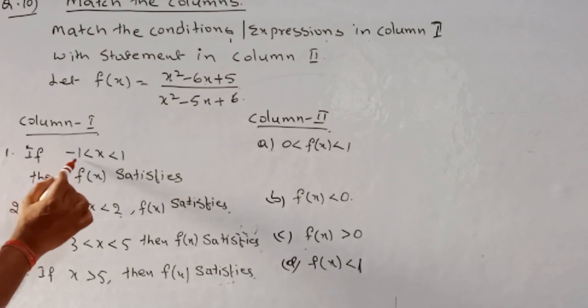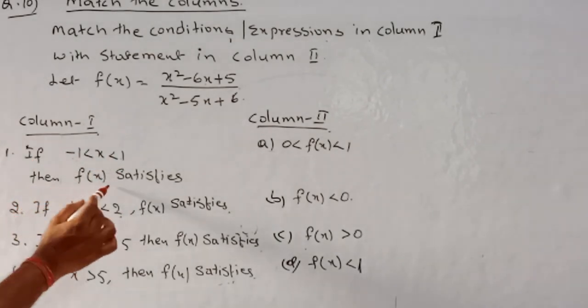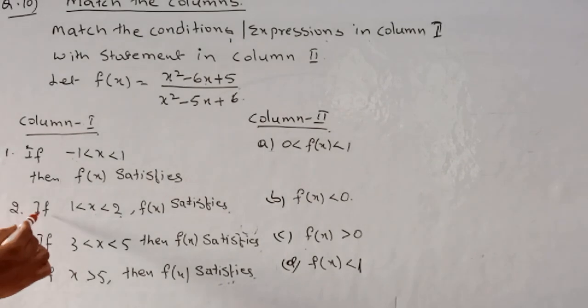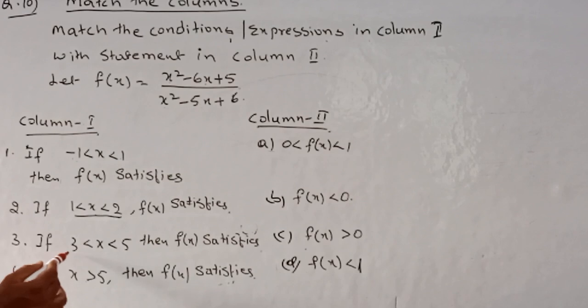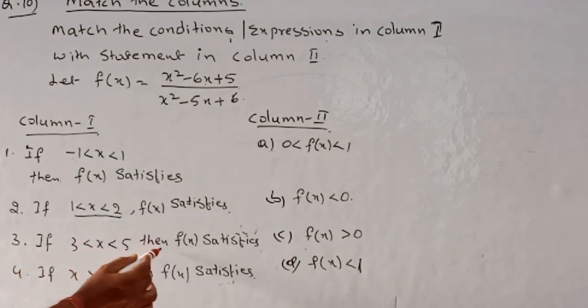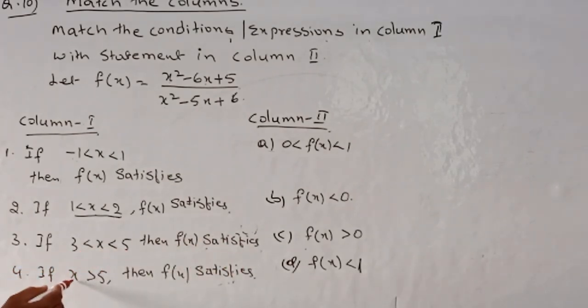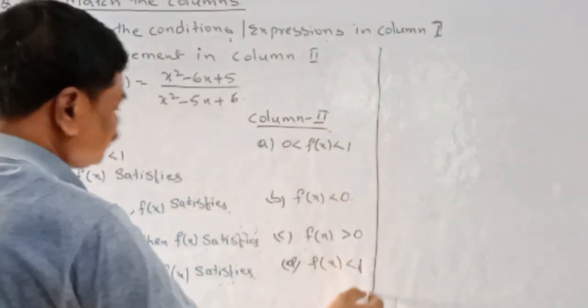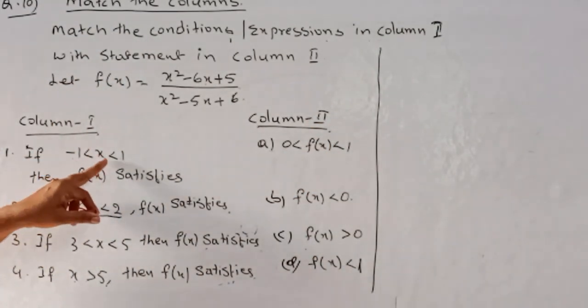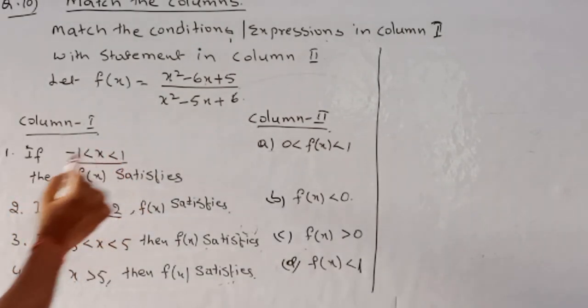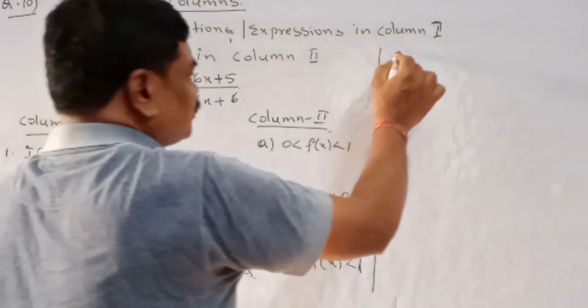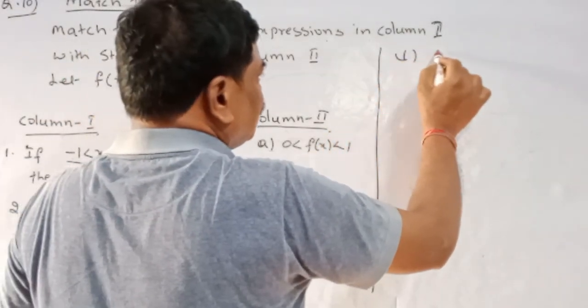Column 1: if minus 1 less than x is less than 1, then f of x satisfies. If 1 less than x is less than 2, f of x satisfies. If 3 less than x is less than 5, then f of x satisfies. X greater than 5, then f of x satisfies. First one, minus 1 less than x is less than 1, f of x satisfies.